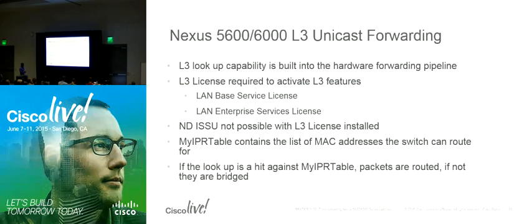Another thing which is unique to this platform is we have something called the MyIPR table, which is essentially a TCAM that is 512 entries long. It has a list of all MAC addresses which the switch can route for. If you are familiar with Nexus 7K, I think they call it the gateway table, and they have a G flag. But in the 5K, 6K world, it's the MyIPR table. So the way the L3 lookup works is if it hits against the MyIPR table, it goes to the layer 3 forwarding pipeline. If it's not, it goes to the L2 pipeline, which is the STM table.